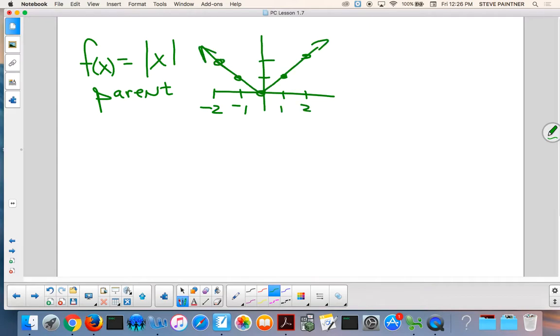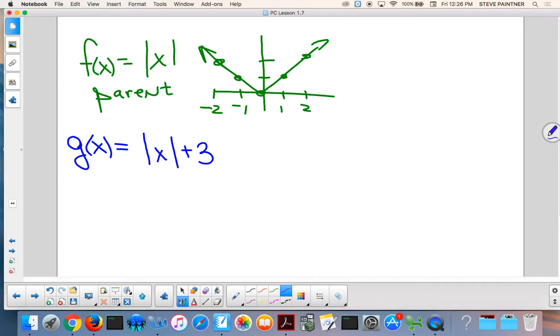Okay, there you go. Now, here's what's happening to you today. Today you're going to take your parent, you're going to get a brand new function called g of x, and it's going to be your parent, but it's going to be transformed. So you're going to take your parent, let's do this one. That's your parent, and let's add 3.